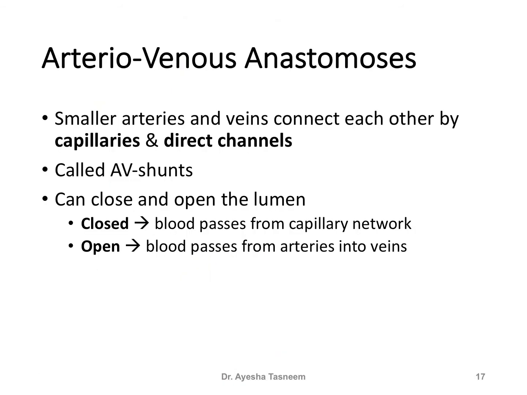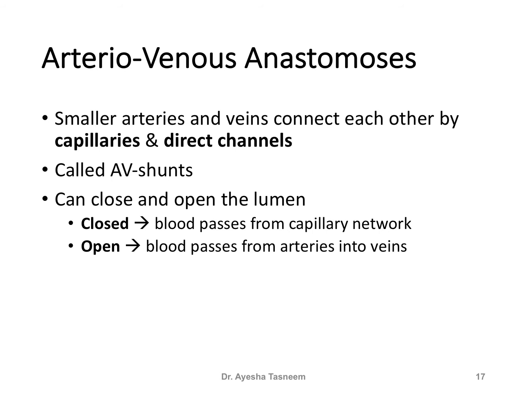Now we come to the last type of anastomosis, known as the arteriovenous anastomosis or AV anastomosis. In this type of anastomosis, small arteries and veins are connected with one another by small capillaries or direct channels.